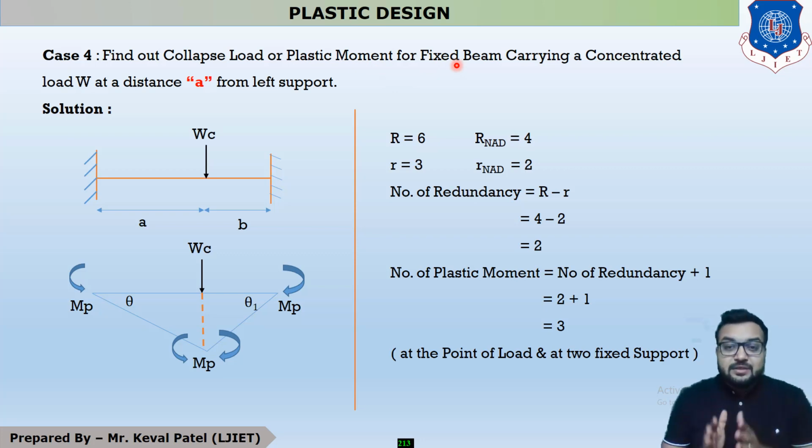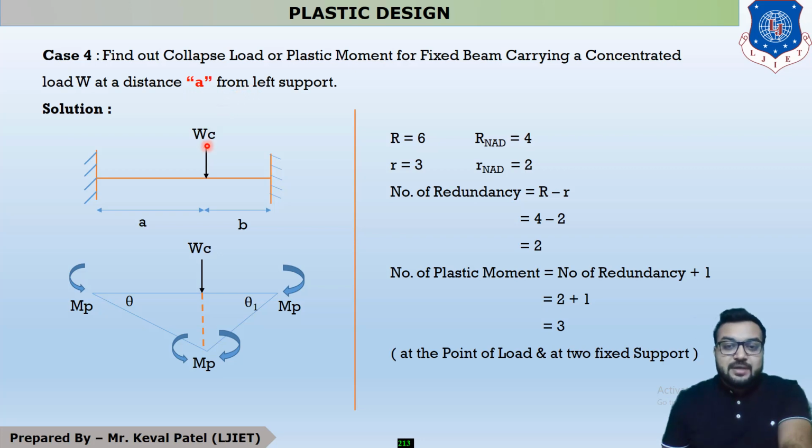Now, the difference between the last lecture and this lecture is the type of beam. It is clearly mentioned in the question that the type of beam is a fixed beam. It means the supports of the beam are always fixed. So it is a fixed beam carrying a concentrated load, which is capital W, at a distance small a from the left support.